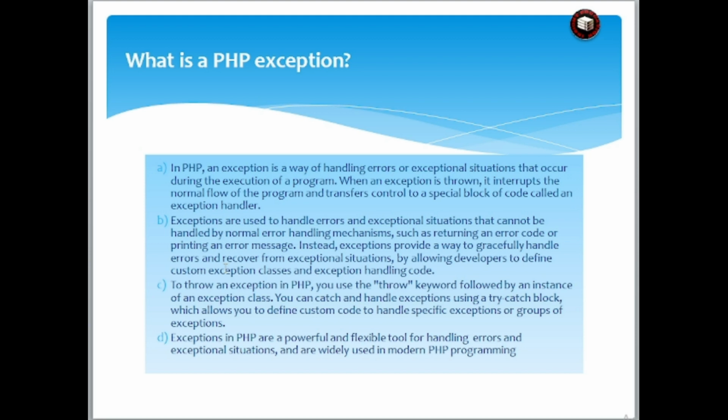An exception in PHP uses the throw keyword followed by an instance of the exception class. You can catch and handle exceptions using a try catch block, which allows you to define custom code to handle specific exceptions or groups of exceptions. Exceptions in PHP are a powerful and flexible tool for handling errors and exceptional situations and are widely used in modern PHP programming.